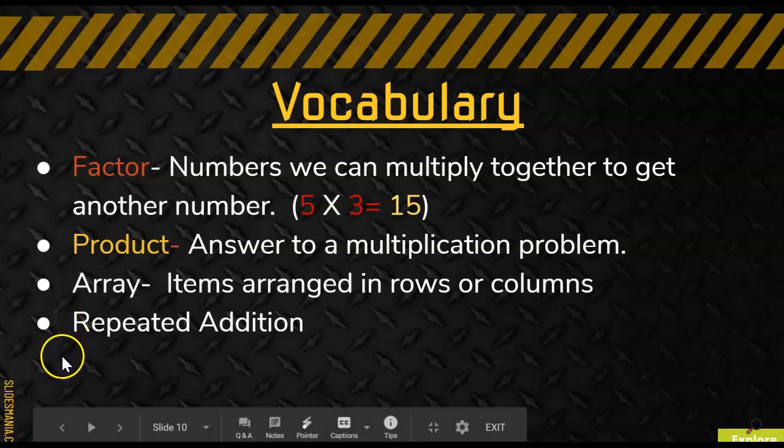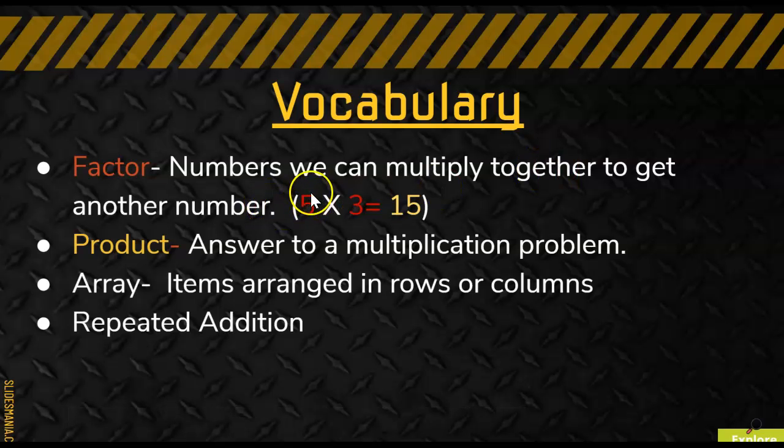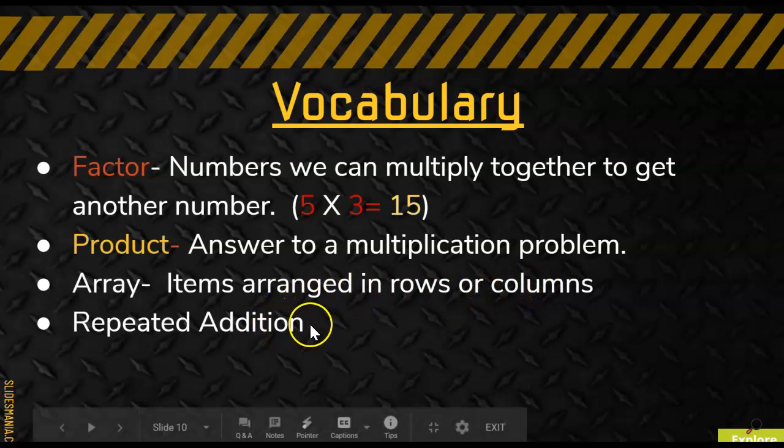So on our next slide, I've got some vocabulary that I would like for you to take down and write inside of your notebook, something you can refer to as often as you need to. Factor: numbers we can multiply together to get another number. And I've got an example here, 5 times 3 equals 15. The 5 and the 3 are both factors. Product is the answer to a multiplication problem, and that would be the 15 is the product. An array is what we've been working with. Items are arranged in rows or columns. So we've been doing that already. Repeated addition, of course, is when you continuously add up the same number, 5, 10, 15, 20. Okay, so make sure to copy all these down in your notebook.